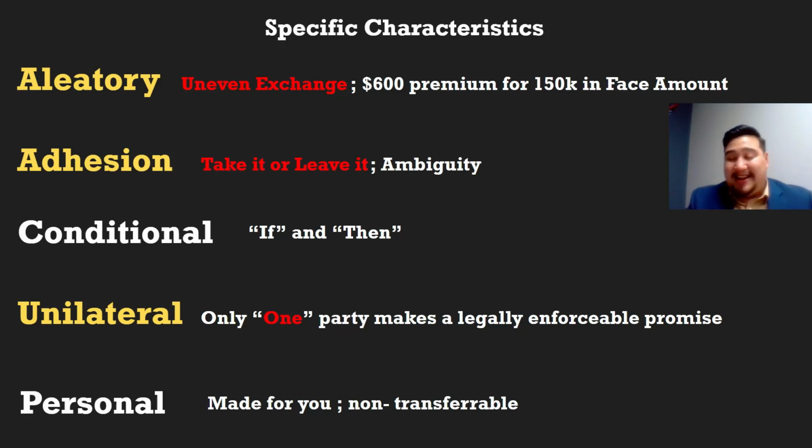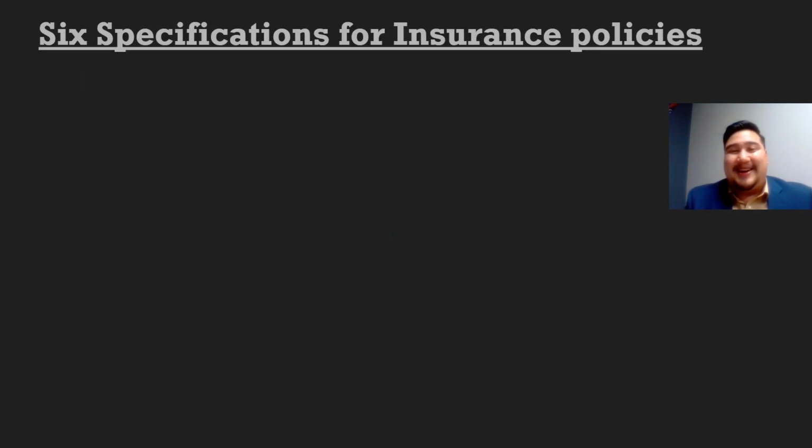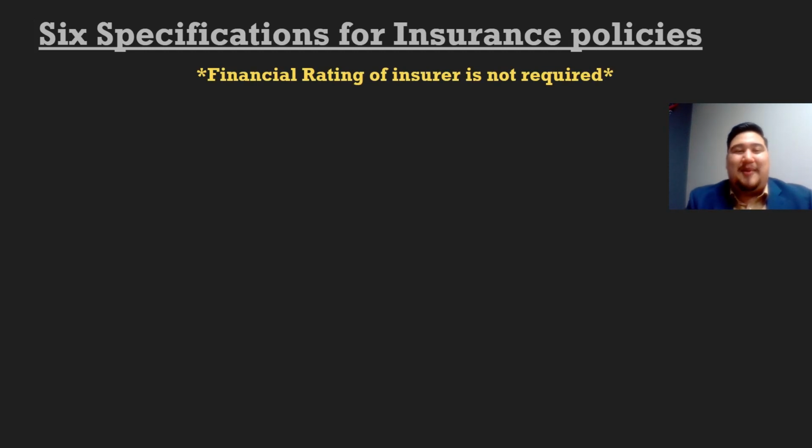So thanks for hanging in there. Here's the last part. Okay, this is it to wrap it up. The 6 specifications for insurance policies. All right, and I'm going to give you the simplified form. Usually, if you get a question about this, this is almost always going to be the answer 99.9% of the time. If you're going to get a question about this section, here is the answer that you need to remember: the financial rating of an insurer is not required.